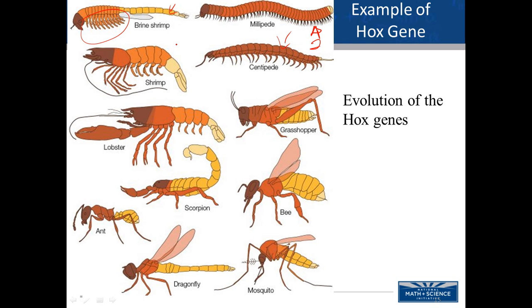But then when we look at the shrimp, the gene has been modified so that not only do you have those genes like the brine shrimp, but you also have some swimmerets in the back. We can see that over here in a lobster, that particular appendage has been modified to form a pincher, if you will, which you can also see in the scorpion. But now, by the time we get to insects, we don't have any legs on the abdomen area at all. Instead, all the legs are located up here on the thorax.